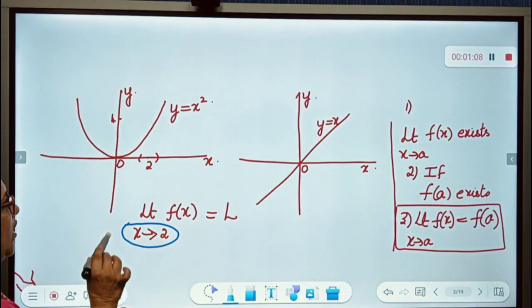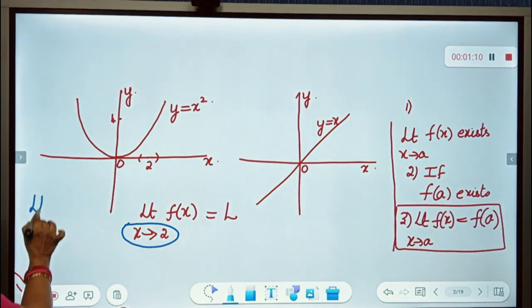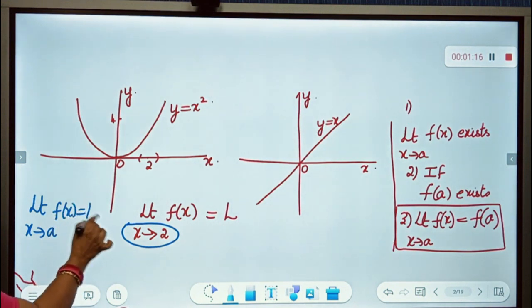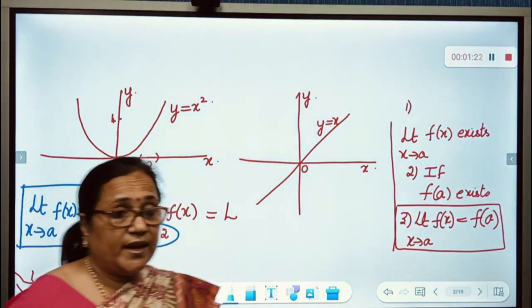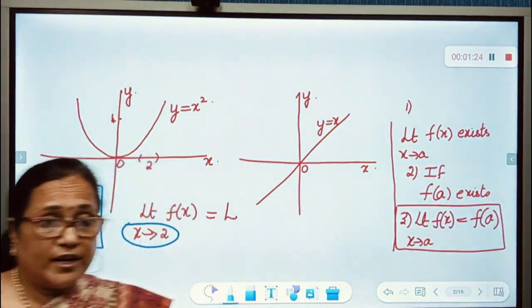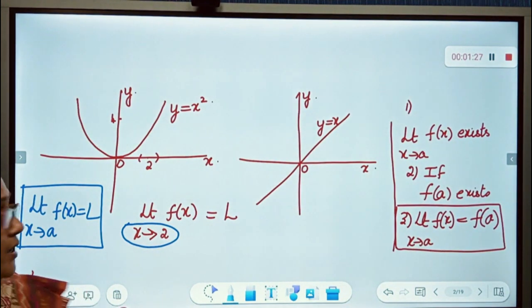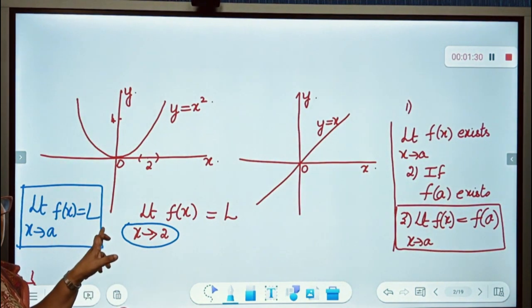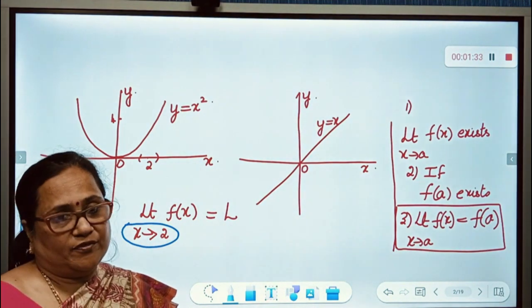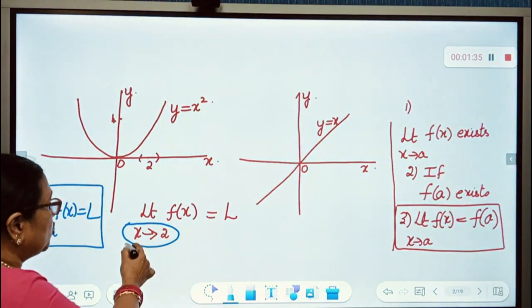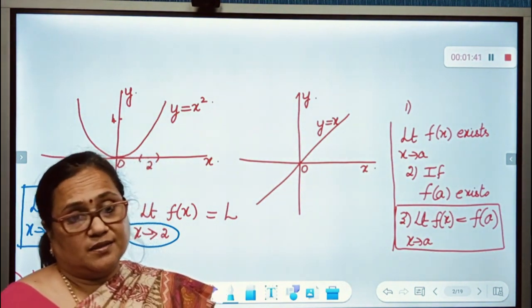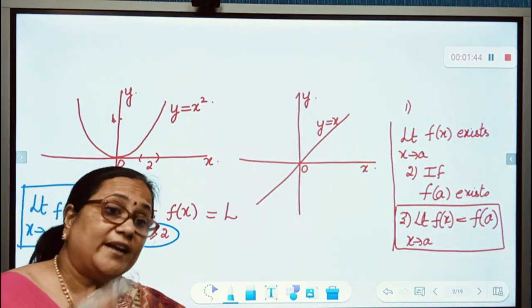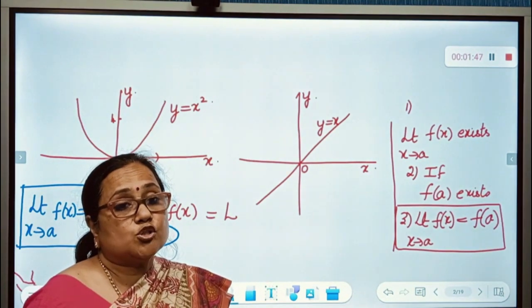So limit x tends to a, f of x equal to L. What is the meaning of this? As x approaches a through values left of a or right of a, very close to a, if f of x approaches L, L is called the limit of f. If x approaches a through the left, we say x tends to a minus. If x approaches a through values right of a, we say x tends to a plus.